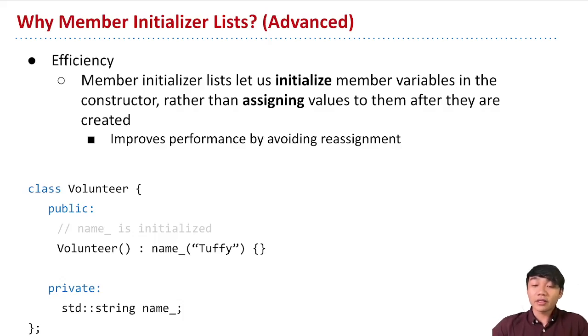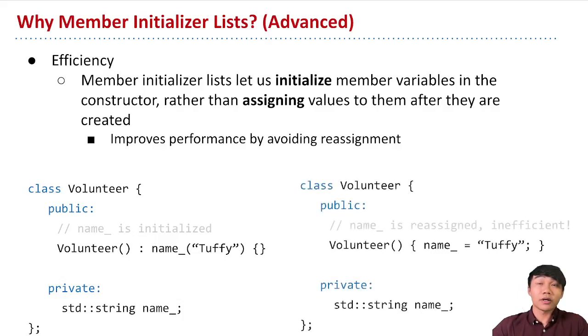Now, if you look on the right, this is the way that we've been doing our initialization of member variables so far. On the right, we assign name underscore its value in the constructor's body within the curly braces. What happens under the hood is that when you invoke the volunteer constructor here, name underscore, that string is going to be initialized first, and then we're going to go into the volunteer constructor's body and then reassign name underscore to the string Tuffy.